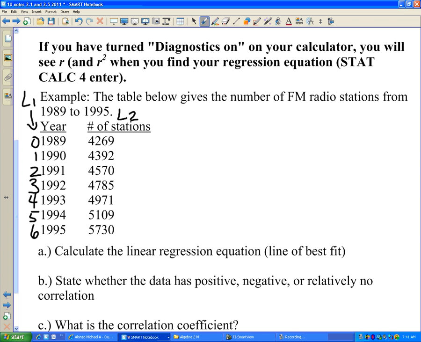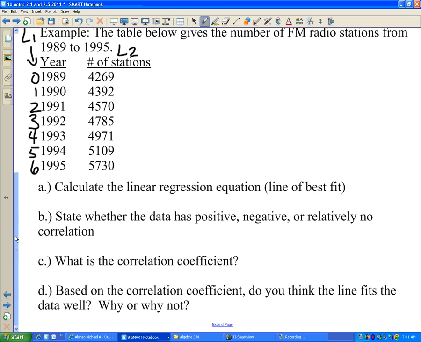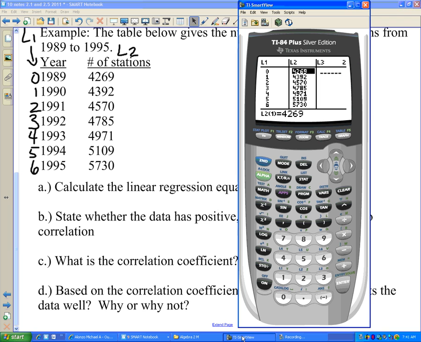I want to do a linear regression of this. I want to see if it's positive, negative, or has no correlation. And then I want to know what the correlation coefficient is. Is this a good model, a good representation of this data? That's what I want to figure out. So I go to my handy dandy calculator, pause and enter in this data. I already have. Now that you've paused and come back, I'm going to look at this information.